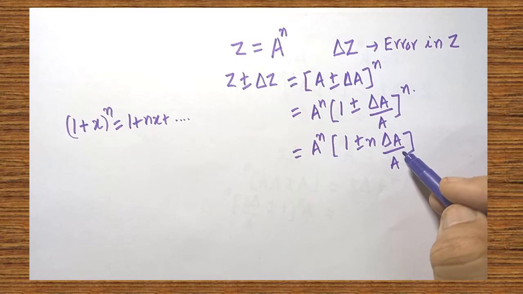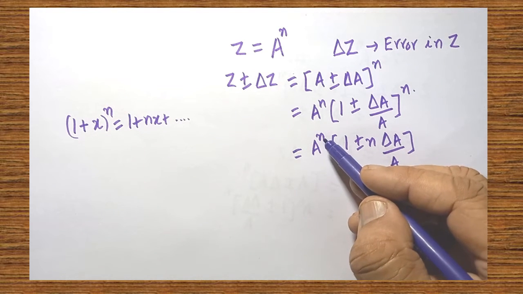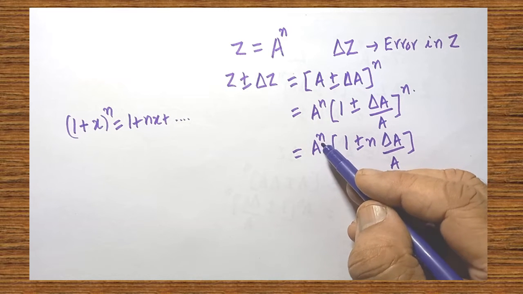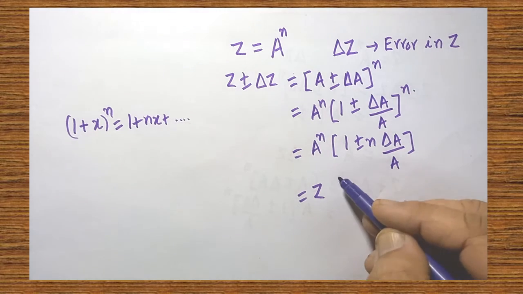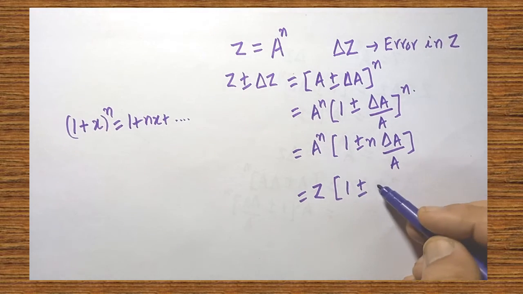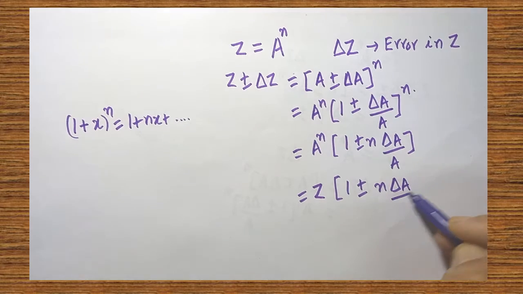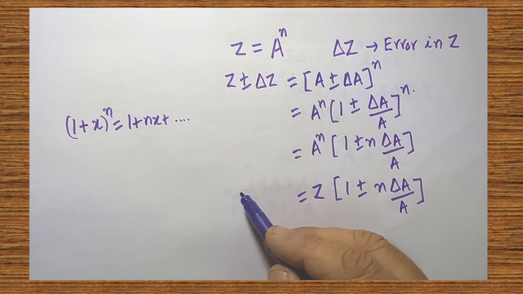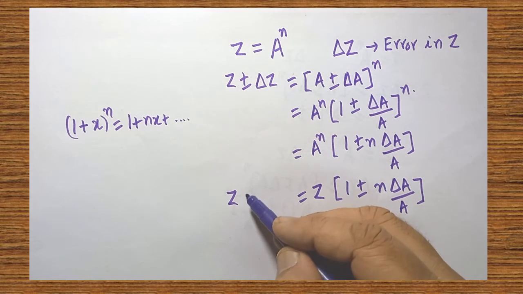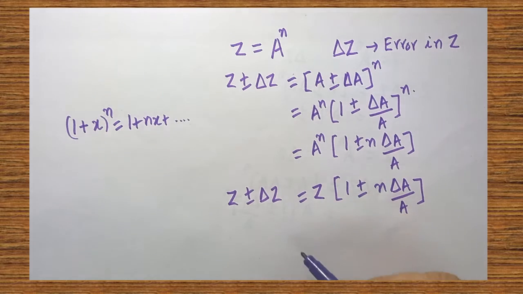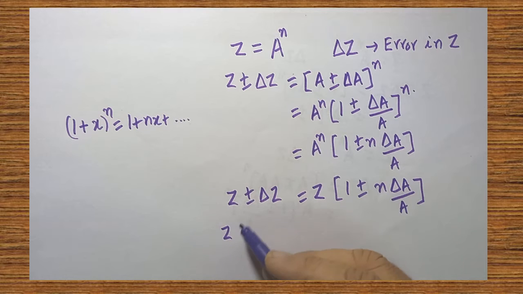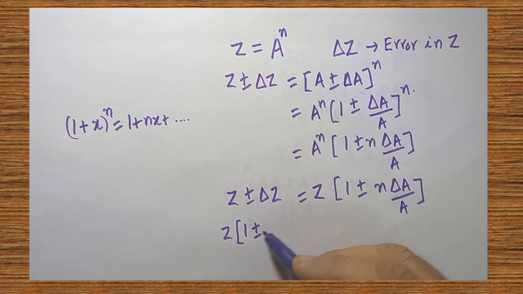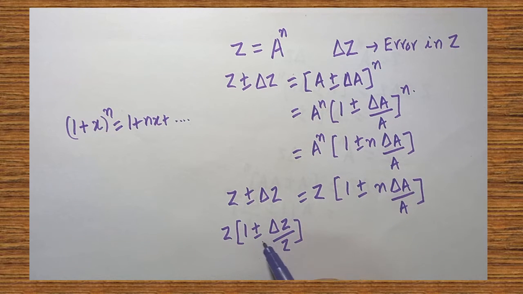Now, here a power of n is there. A power of n is nothing but z. So this portion can be replaced by z. What is the remaining thing? 1 plus or minus n del a divided by a can be written. Z plus or minus del z is there in the LHS. Now this z can be taken out. So what is the remaining thing? 1 plus or minus del z divided by z can be written. After taking z out, this one could be written in this format.